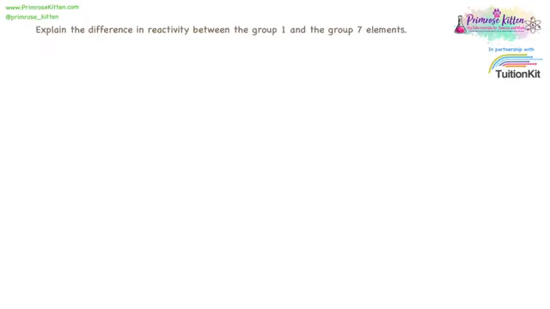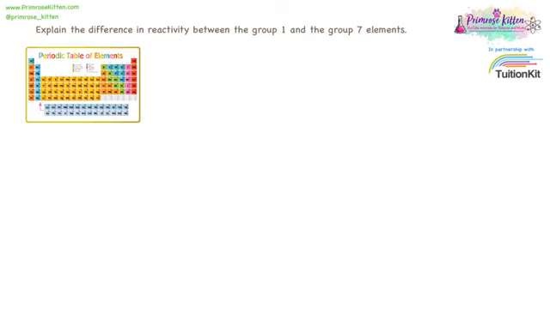Explain the difference in reactivity between group 1 and group 7 elements. So group 1 is over here and group 7 is here. And the characteristics of being group 1 or group 7 are related to the number of electrons in the outer shell. So everything in group 1 is going to have 1 electron in the outer shell, and everything in group 7 is going to have 7 electrons in the outer shell.